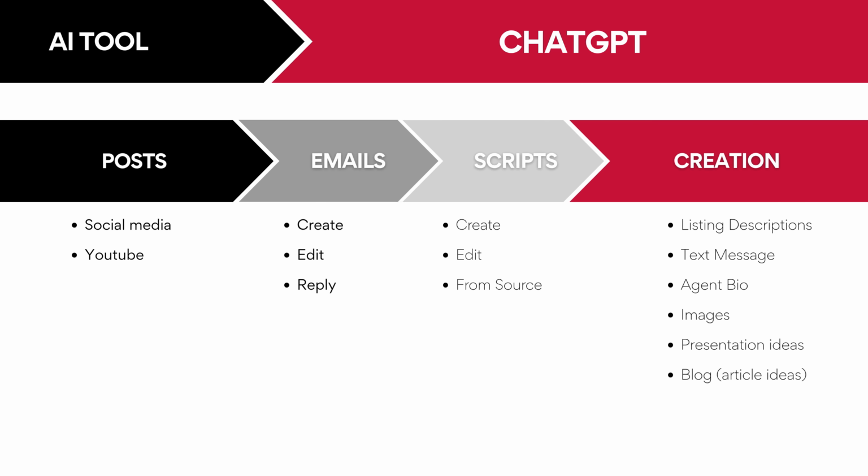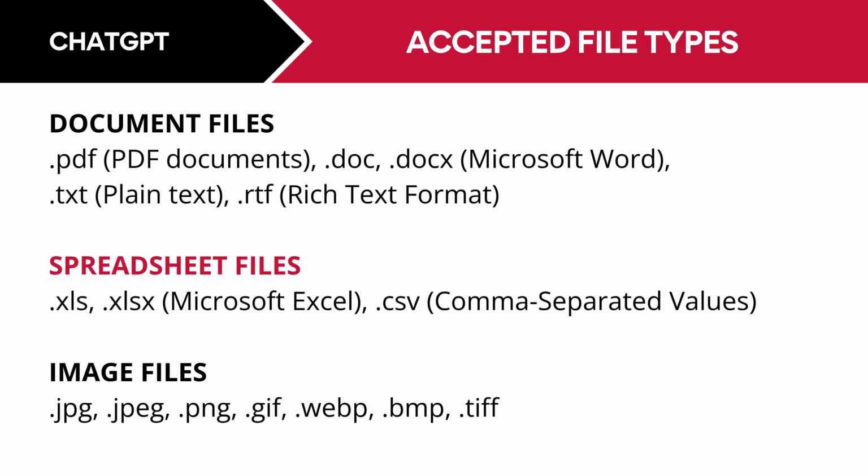And then finally, creation. You can create listing descriptions, text messages, your agent bio, images, presentation ideas, and blog article ideas. So really the sky is the limit with this. I was curious, so when I created this class, I said, well, what kind of files can I upload for ChatGPT to analyze? So first, documents.